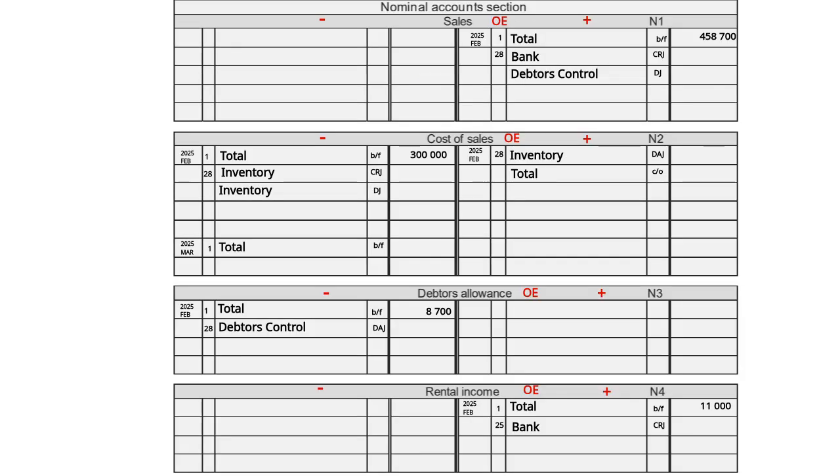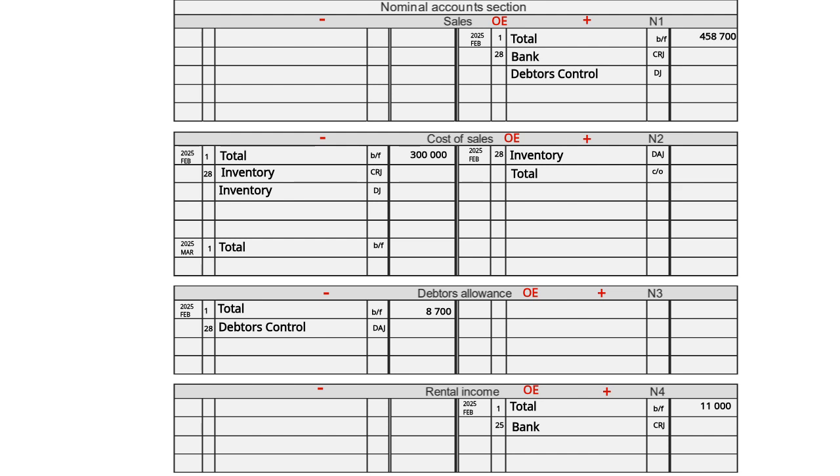Now let's go to our nominal accounts section. Our first ledger account is our sales account, which is an owner's equity minus plus. We have already entered our total on the debit side of 458,700.